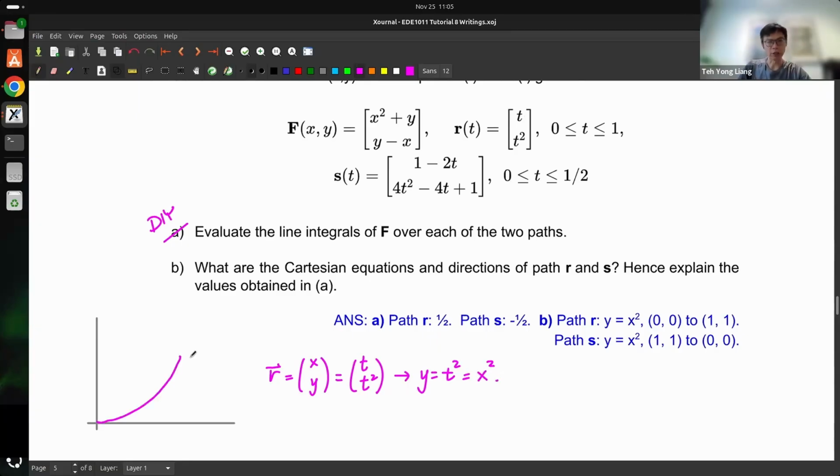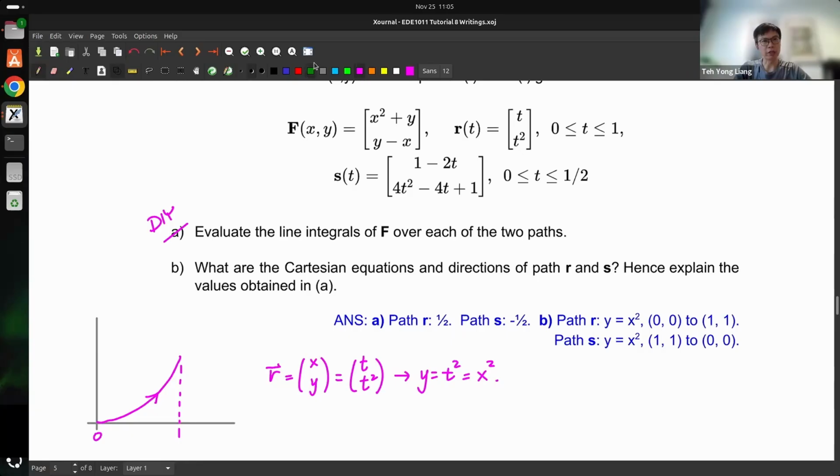So I draw, okay? y equals x squared, where t goes from 0 to 1. So x must go from 0 to 1. So therefore this is x equals 0 and this is x equals 1. The path must be like that, because x goes from 0 to 1, t goes from 0 to 1 here. So therefore this must be the path parameterized by r, the pink color curve.